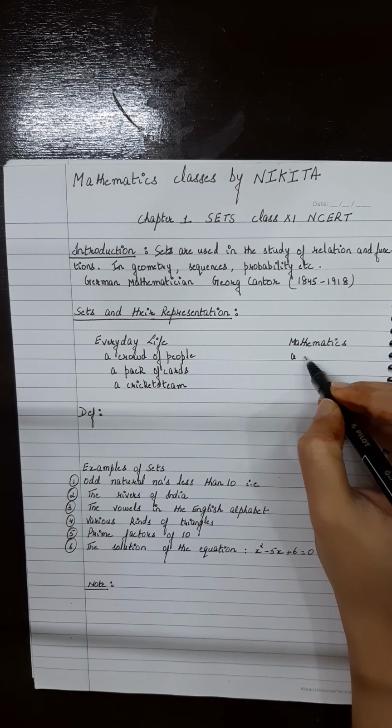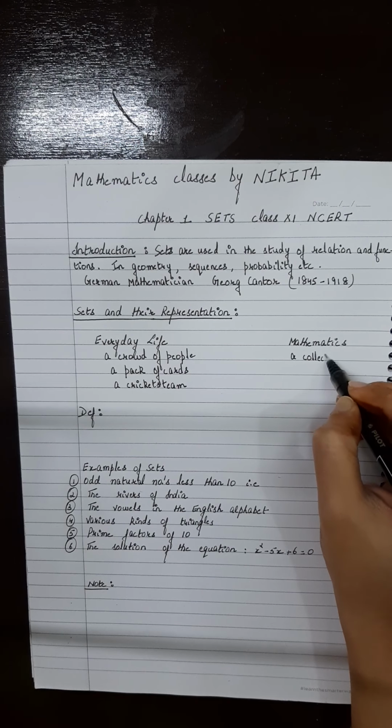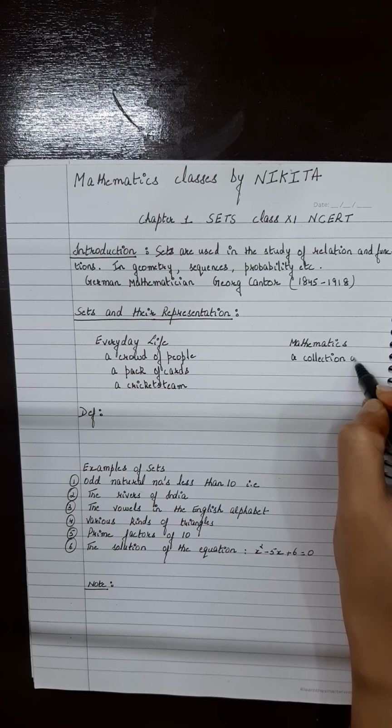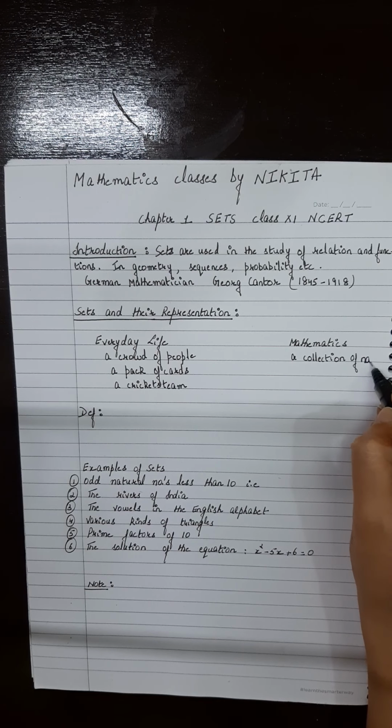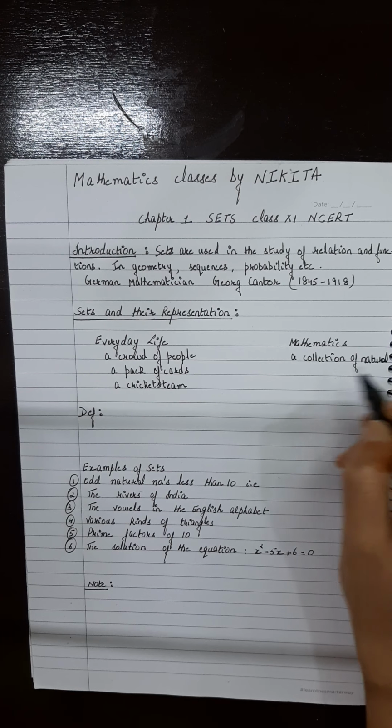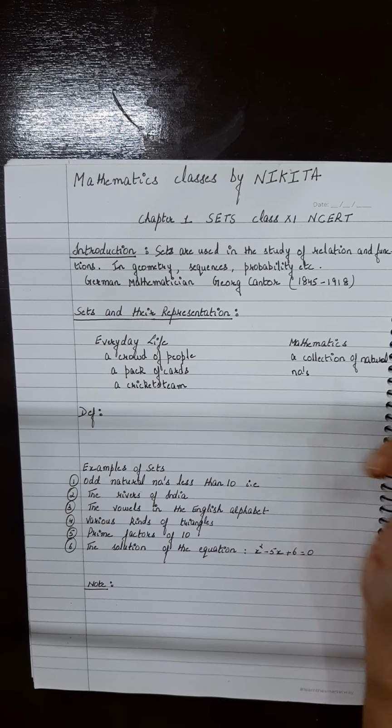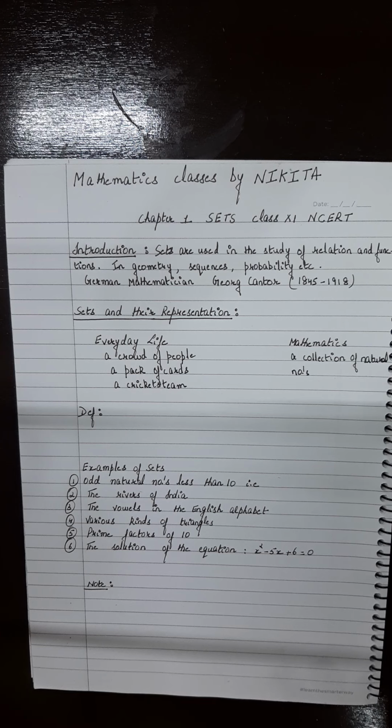In maths also you see sets, you have used many sets. For example, a collection of natural numbers. So it is also a set, because natural numbers have a property, and that is why you call them natural numbers. So all of you know what are natural numbers? 1, 2, 3, 4, 5 and continue like this.